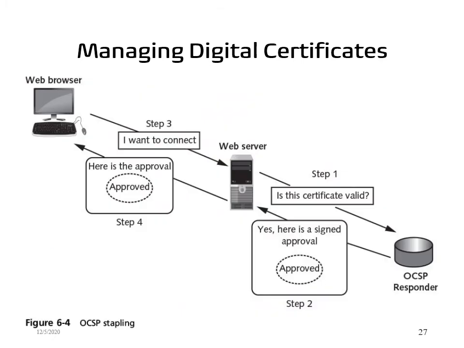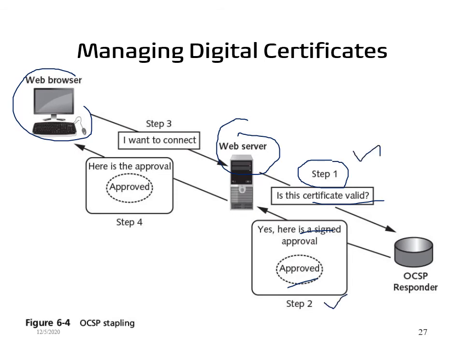We will explain this OCSP with the help of this figure. Say, for example, the web server starts the first step of OCSP by asking, is this certificate valid? The OCSP responder will respond, yes, it has been signed and approved. In the third step, the browser connects to that particular web server, and based upon the verification in steps 1 and 2, the web server sends the approval to the web browser. Maybe the client is communicating with that particular web server, so it has to be approved.